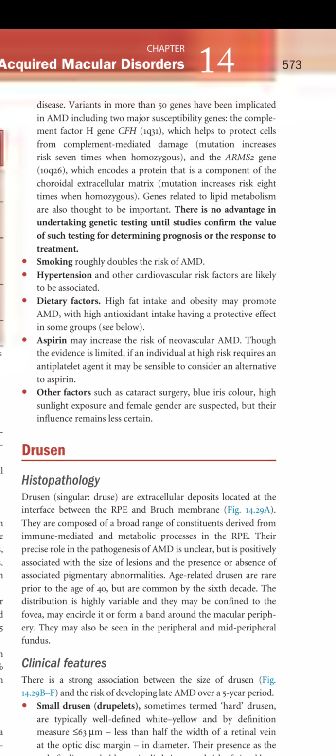Variants in more than 50 genes have been implicated in AMD, including the two major susceptibility genes: the complement factor H, CFH, 1q31, which helps to protect the cells from the complement mediated damage. Mutation increases risk 7 times when homozygous. And the ARMS2 gene, 10q26, which encodes a protein that is a component of the choroidal extracellular matrix. Mutation increases risk 8 times when homozygous.